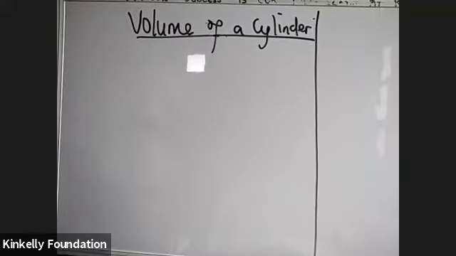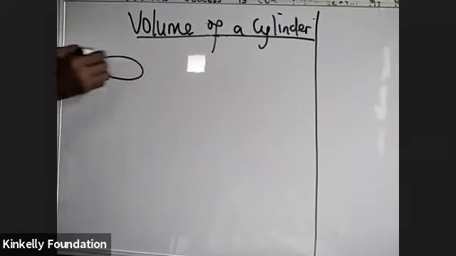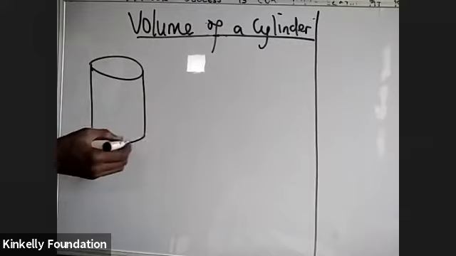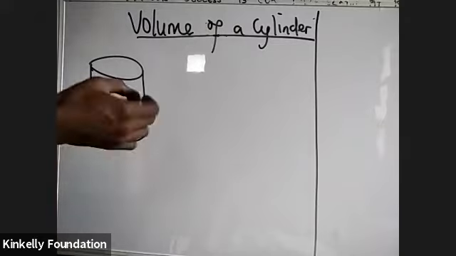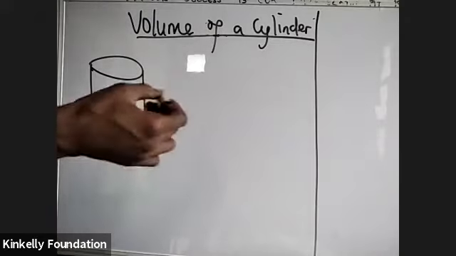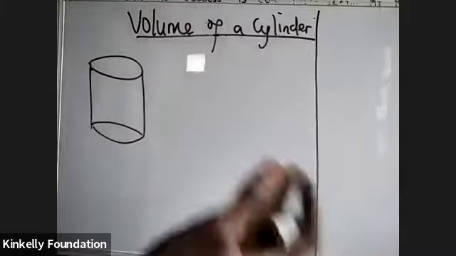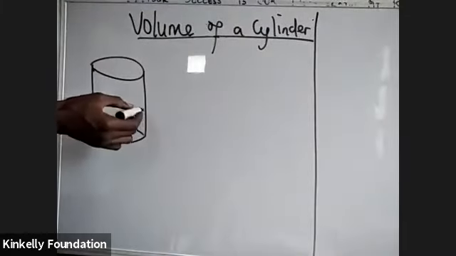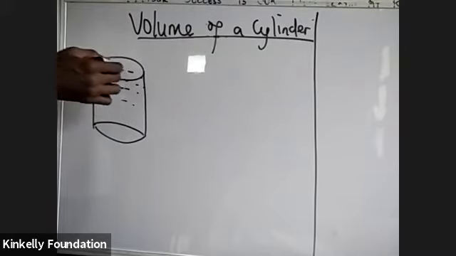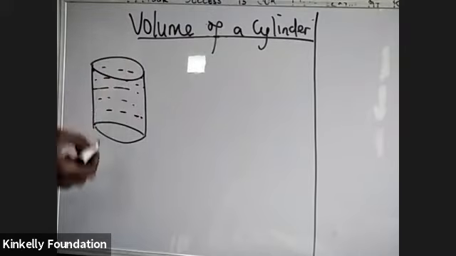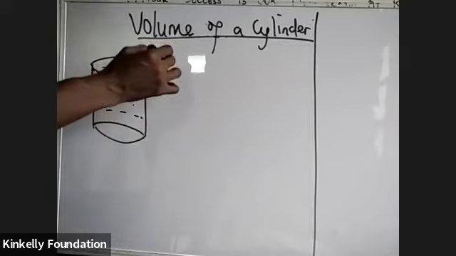Now, when you want to calculate the volume of a cylinder, remember that our cylinder is a prism. We have not yet said what we mean by a prism. A prism is a solid that maintains a given cross-sectional area all over the shape. You see, the cylinder is a prism.